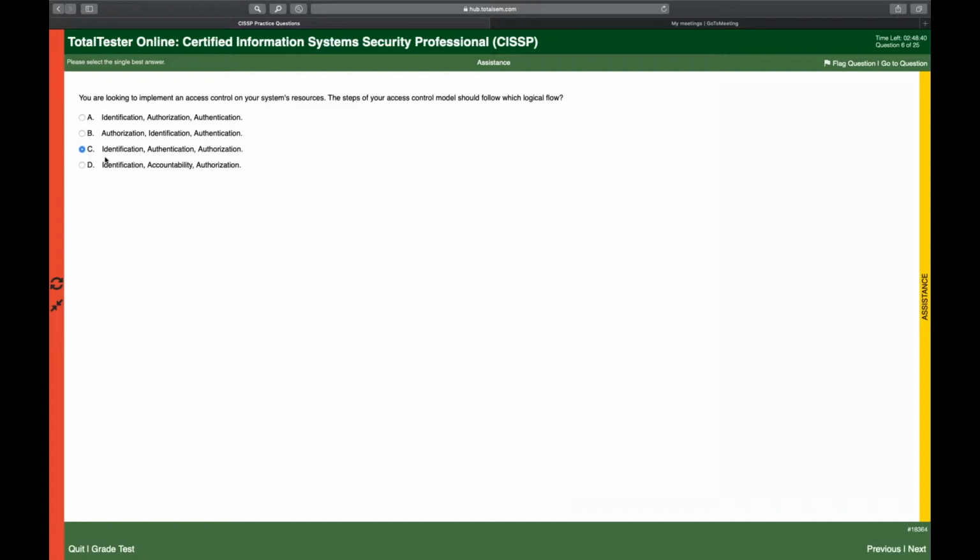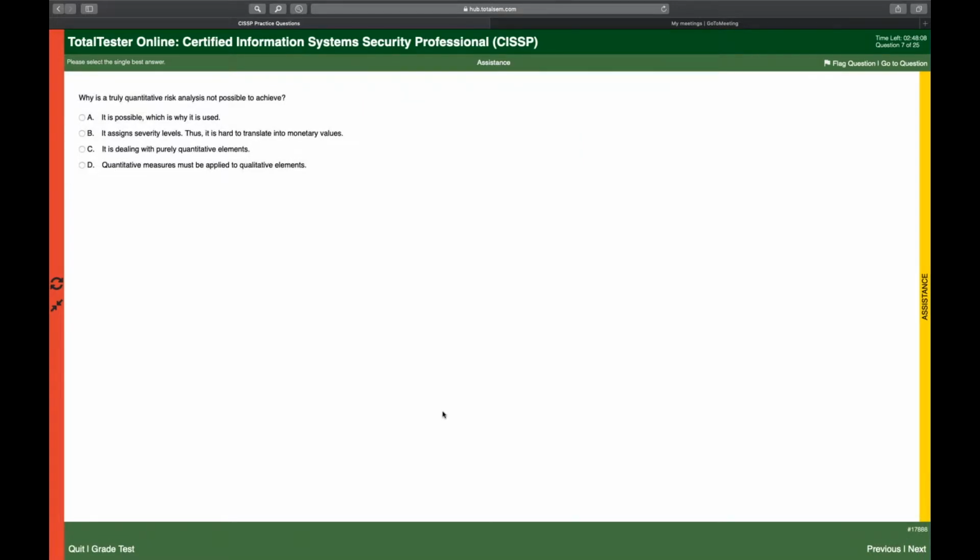In that order, you identify yourself with a username. You authenticate that you are that user with a password or a biometric signature or something like that. Then you're in the system or you're in the building, and then you're authorized access to different resources depending on your permissions. What comes after authorization? Accountability. Yeah, accountability. Auditing or accountability, same thing.